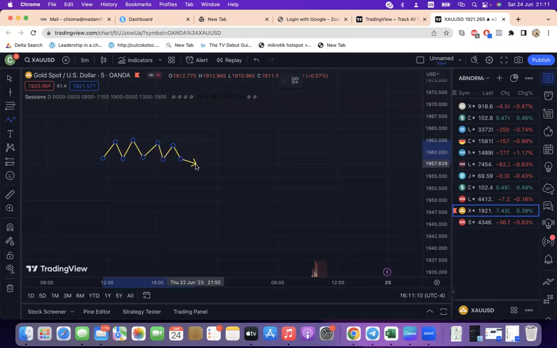Now, the manipulation is when she sweeps that liquidity. She could sweep it up, she could sweep it low. You don't know because you are not the market. You cannot decide where she's going to sweep. We are going to work with what she sweeps. So the manipulation phase is when she sweeps above or below this liquidity. Liquidity is where you have your stop losses.